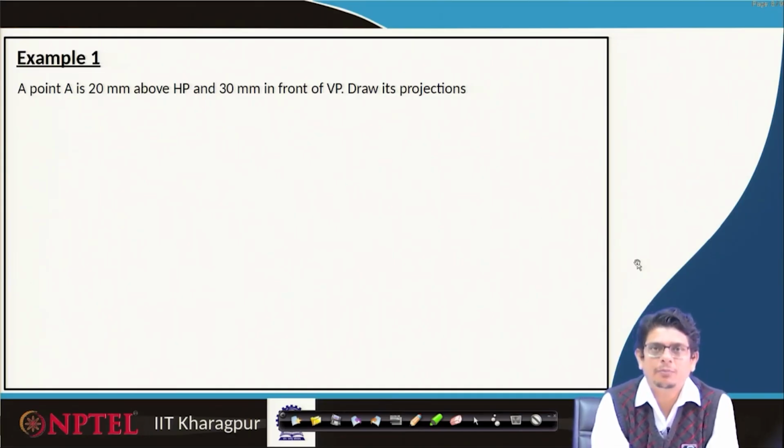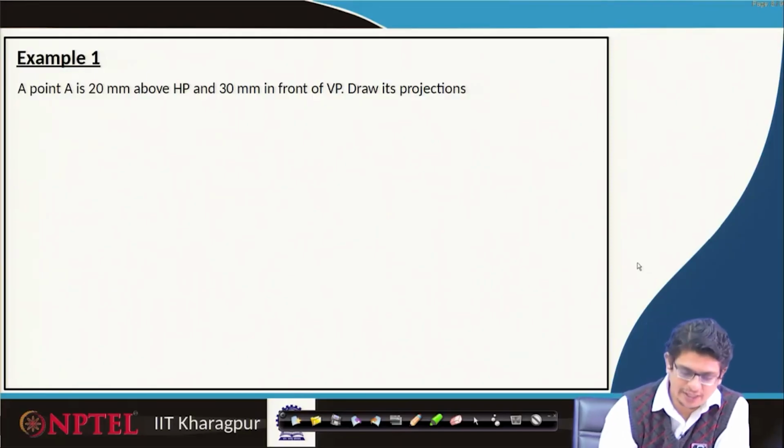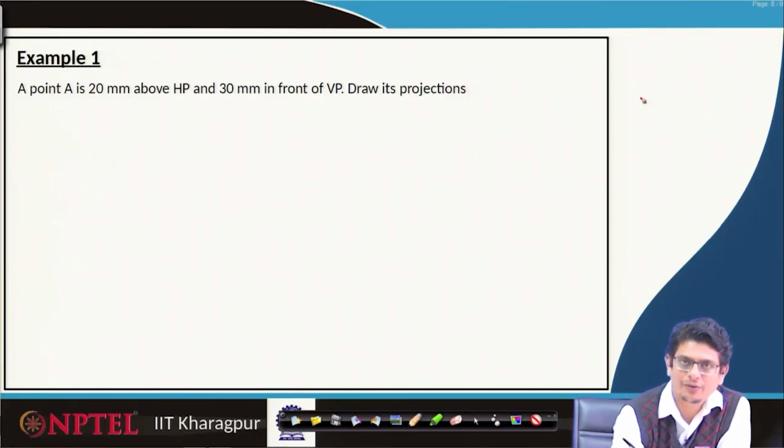Let us begin by looking through an example. The first example is: a point A is 20 millimeters above the horizontal plane and 30 millimeters in front of the vertical plane. Then draw its projections. So, let us consider this point A is in the first quadrant.